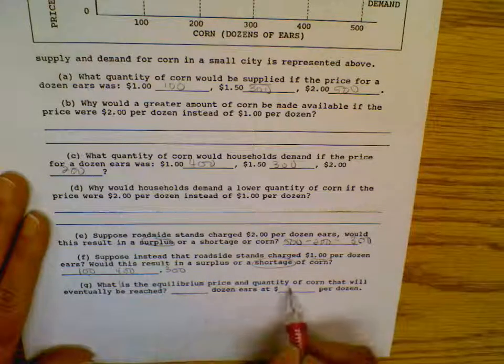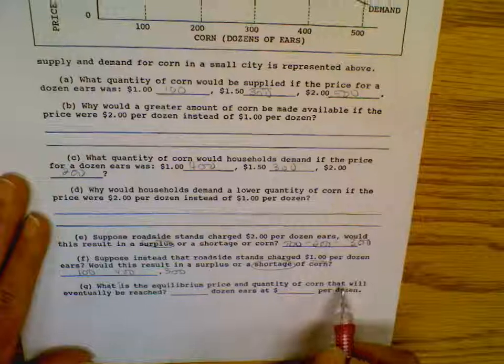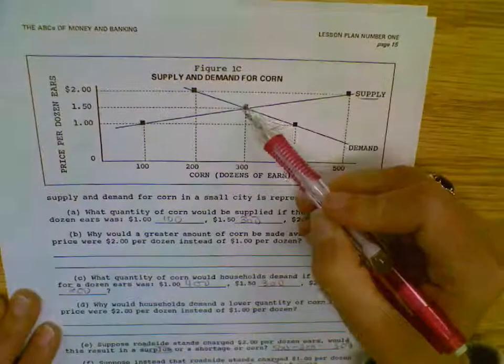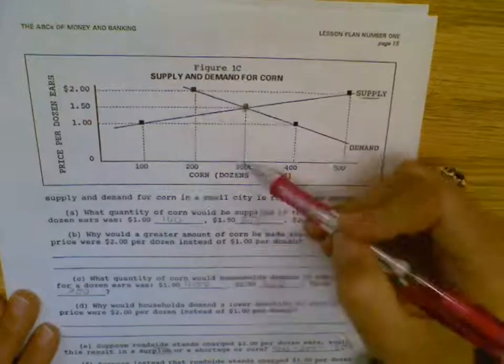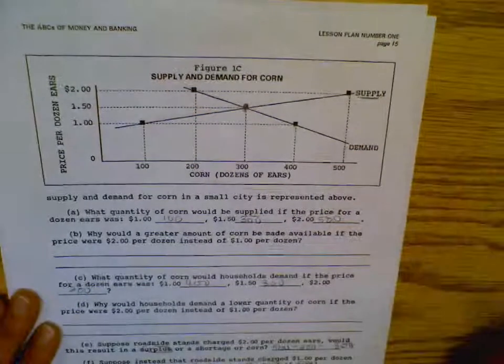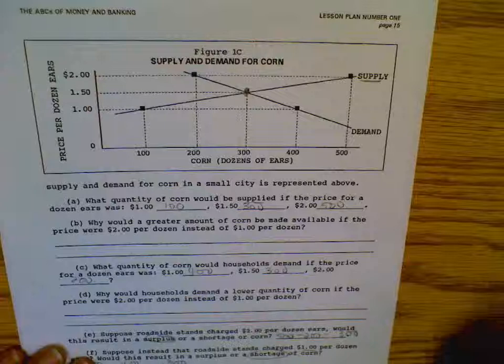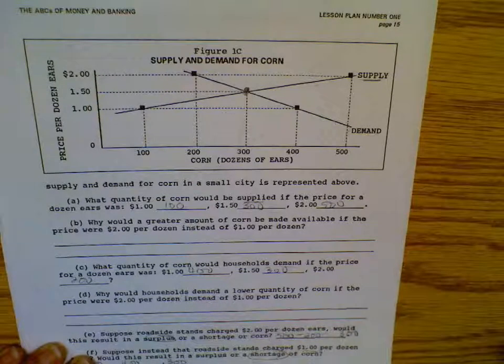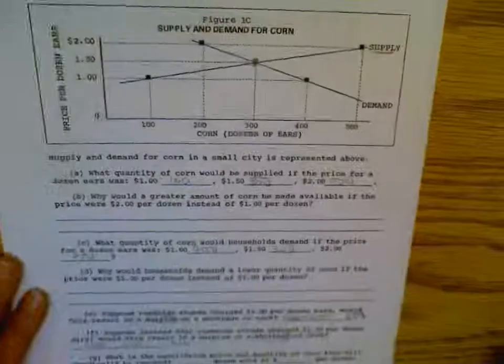So what is the equilibrium price and quantity? That is the point where the supply and demand curves cross. So at $1.50, the quantity demanded is 300 and the quantity supplied is 300. The market is cleared, and then we don't have the issues of surpluses and shortages.